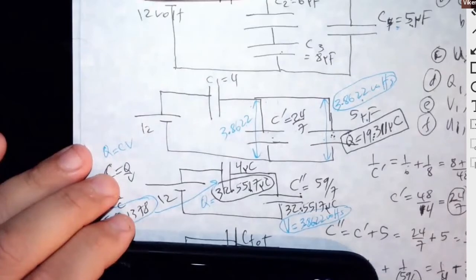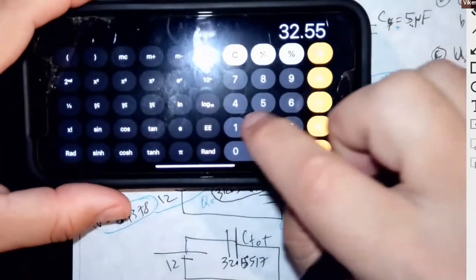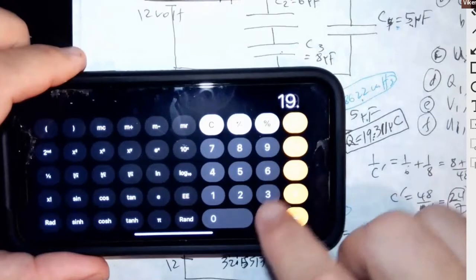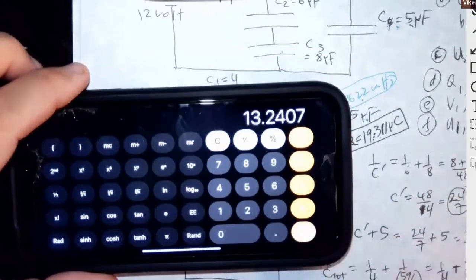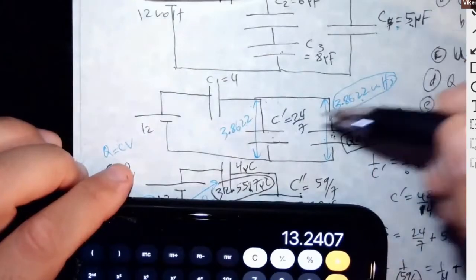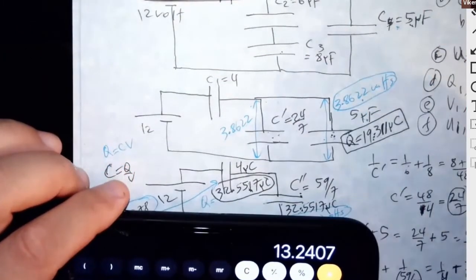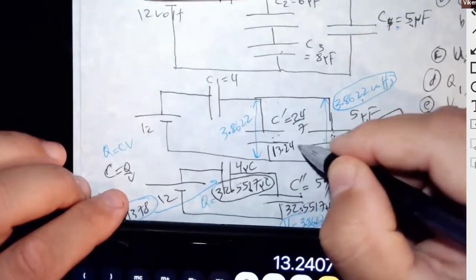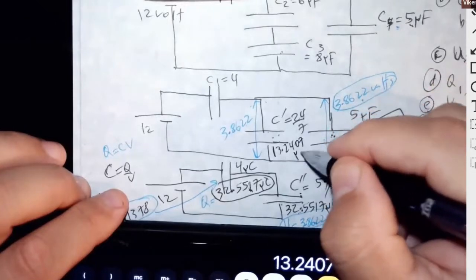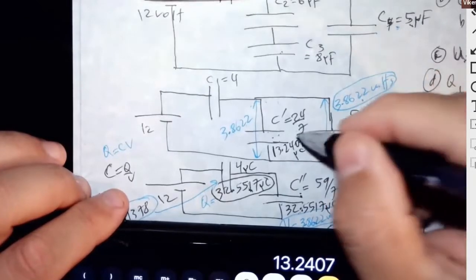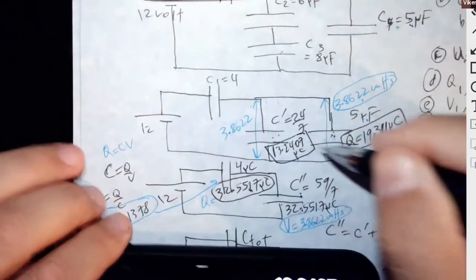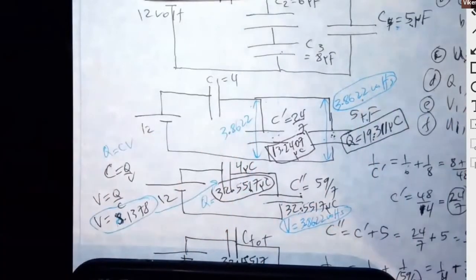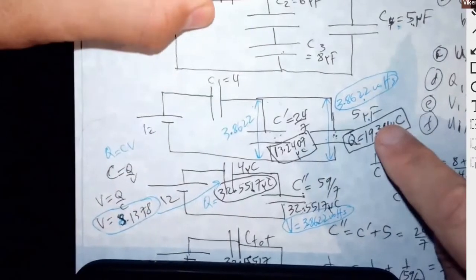So 32.5517 minus 19.311. Okay, so then that's going to be this charge, right? So I'm going to say 13.2407 microcoulombs. These two added up together give you that charge. These two voltages are the same. So far, so good. And then we just got to go one more step back.